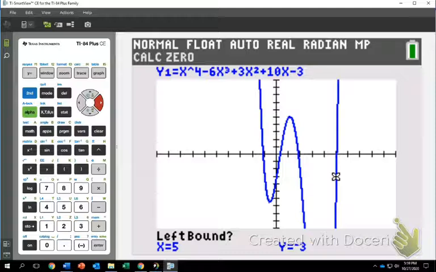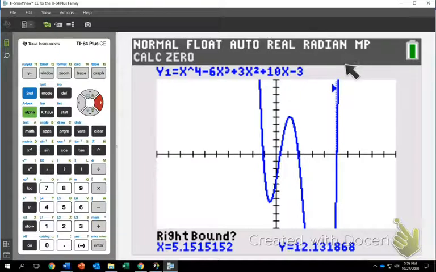So it's going to be enter. And then to the right, it just went off. It probably went way up here somewhere. So we're just going to press enter, enter again, and I get 5.0, which rounds to 5.0.